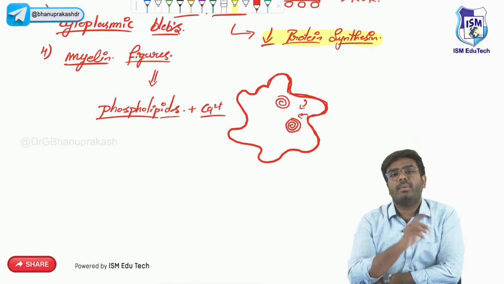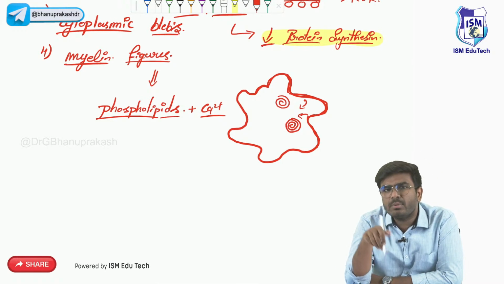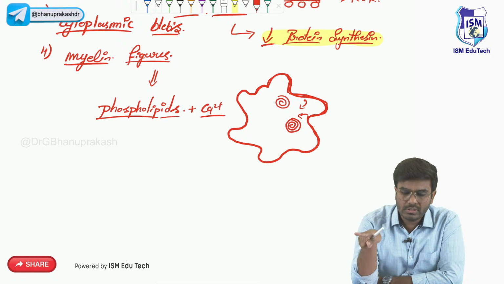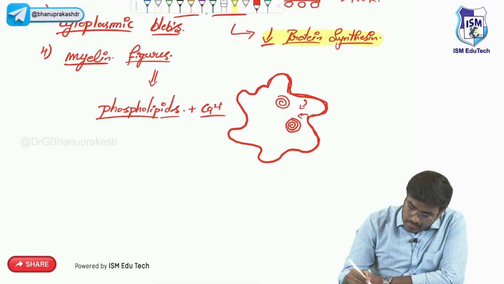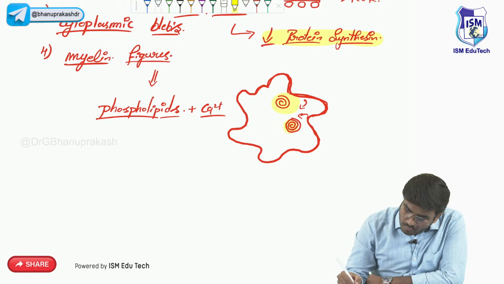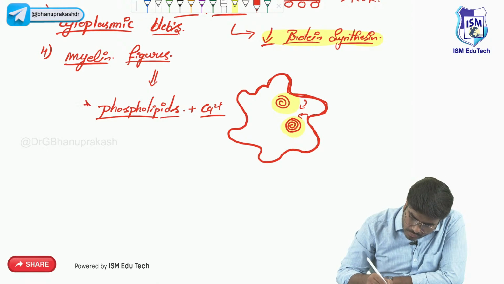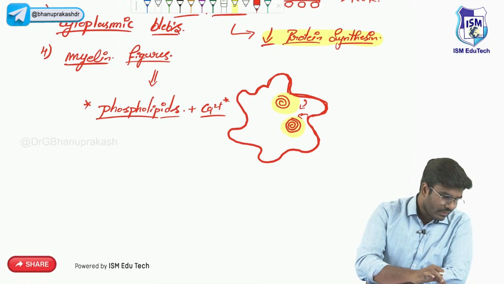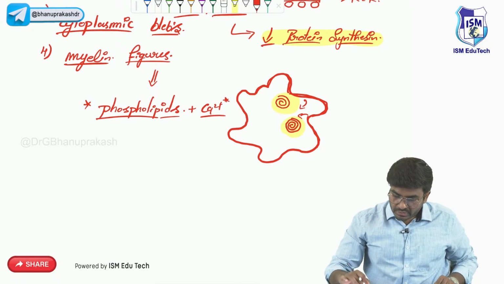Direct question: myelin figures are seen in reversible cell injury or irreversible cell injury? Seen in both. And these myelin figures are made up of what? These are made up of phospholipids as well as a little amount of calcium. And it's done.